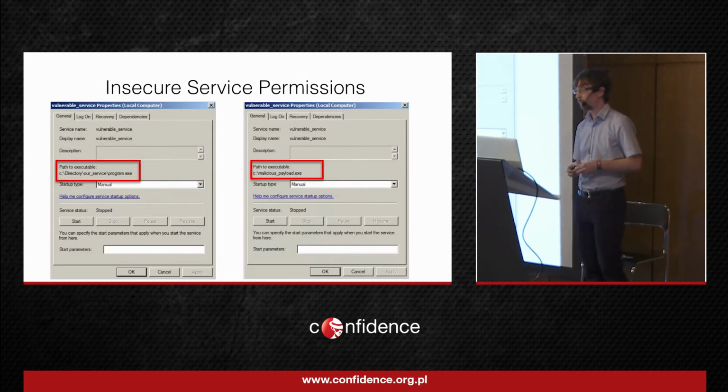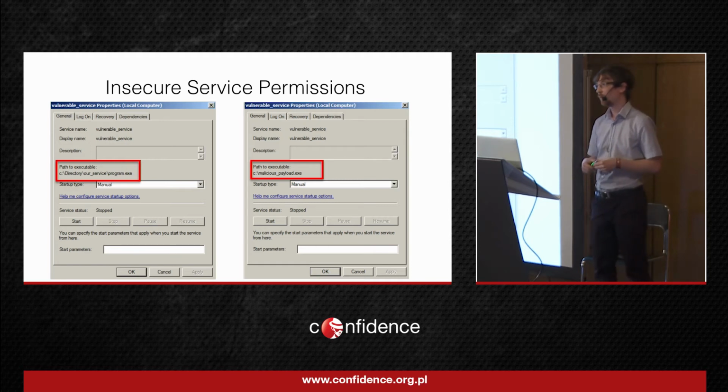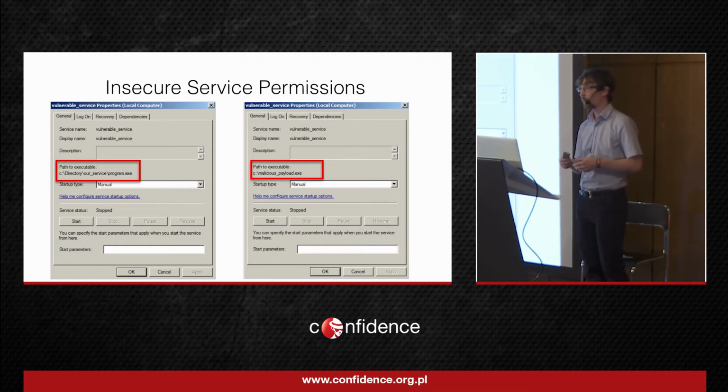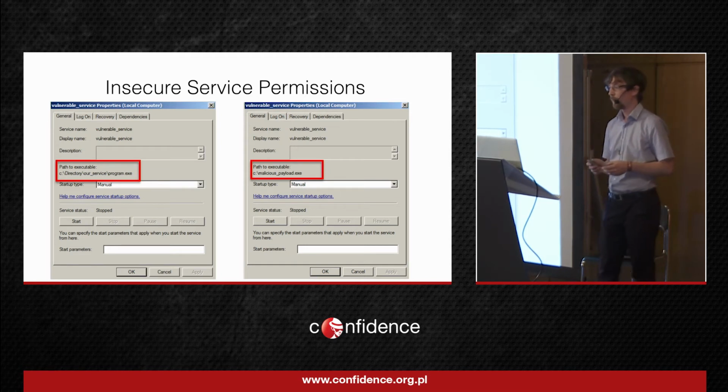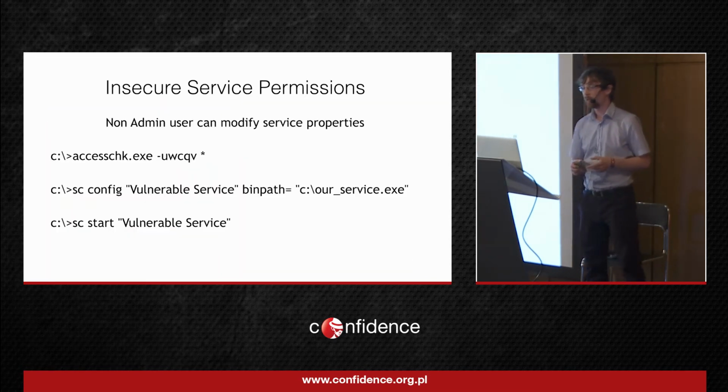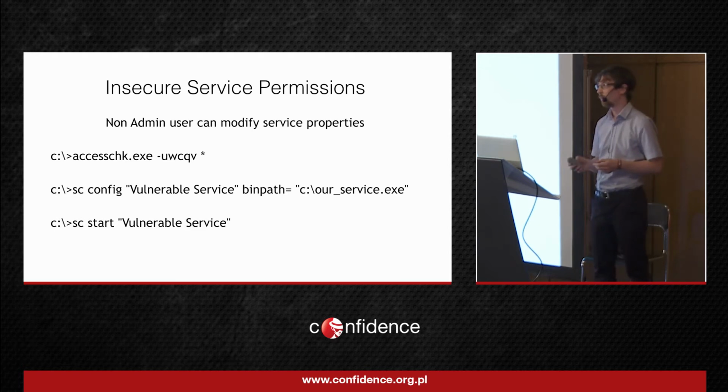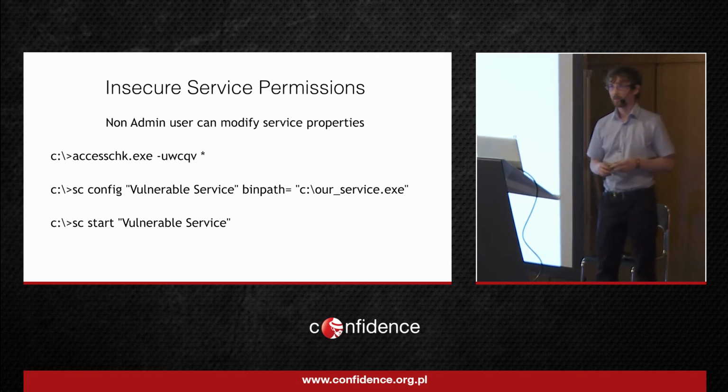And the last example, we can also specify permissions for service configuration. So when the vendor installs new software, he needs to create also a service. And he's also specifying which user has permission to change that service. And if the vendor configured it wrongly, we can, as you can see on those screenshots, change the path to executable. And that's very easy. We only need one command line, and that's all. Our service will be executed as system. But that's the standard way.